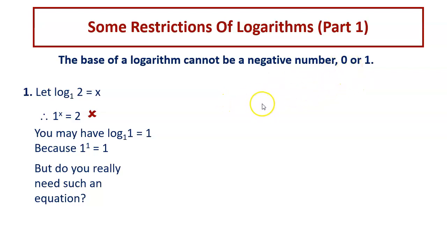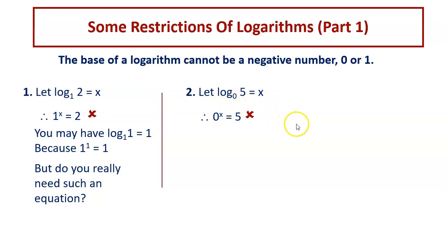Now let us take up the number 0. Case 2: let log 5 to the base 0 equal x. Again we change this equation to its exponential form. It will be 0 raised to the power of x equal to 5, and this is also an invalid equation, because 0 raised to any power is equal to 0 and not any other number. Therefore, we cannot have 0 as the base of a logarithmic term.